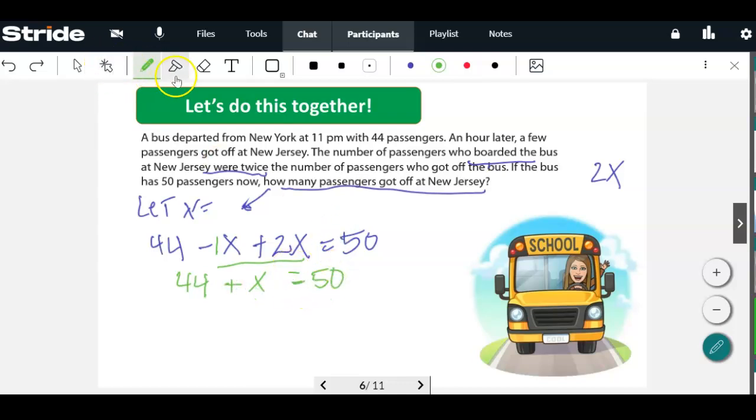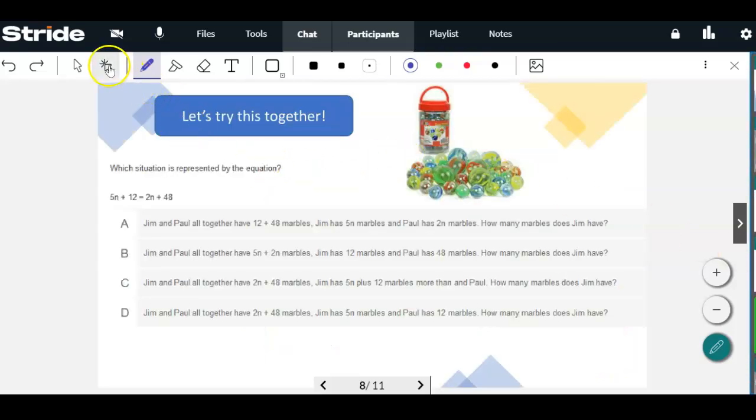And then we're going to solve that, so we're going to subtract 44 from both sides. And x equals 6. All right, hopefully that makes sense. That's more like an algebra problem. So let's go ahead and look at this one where you're given the equation.